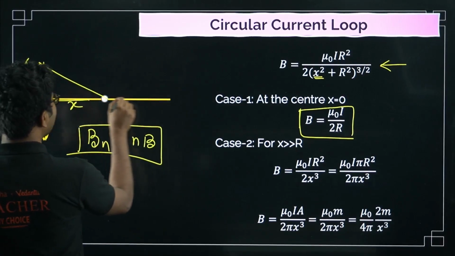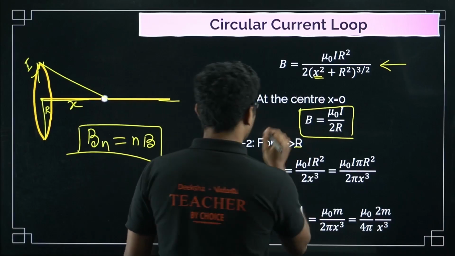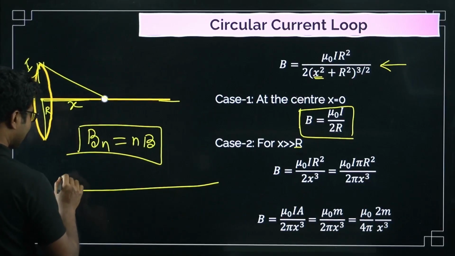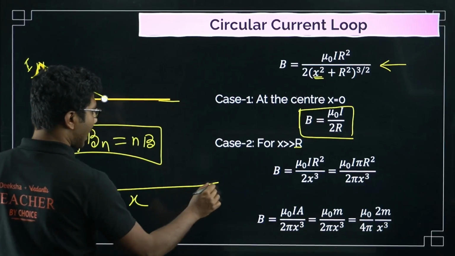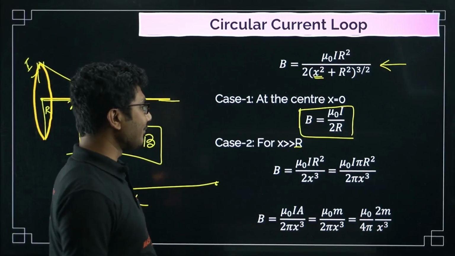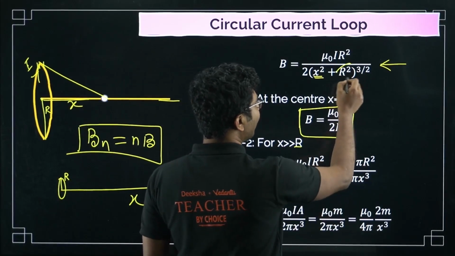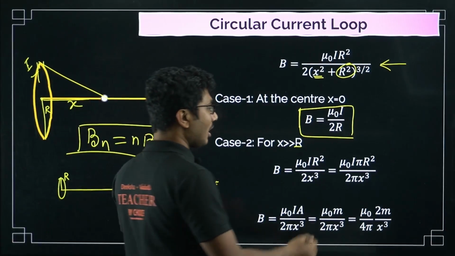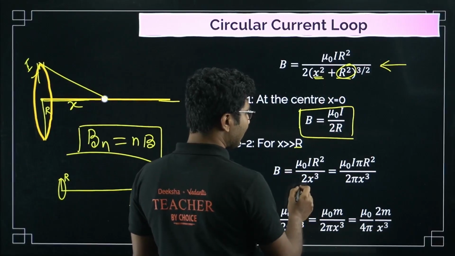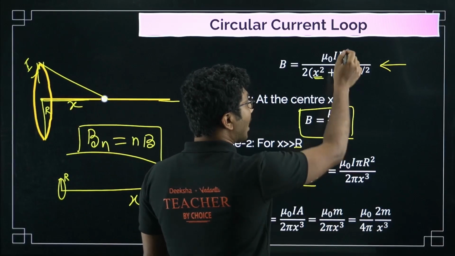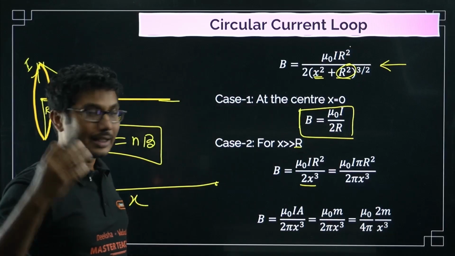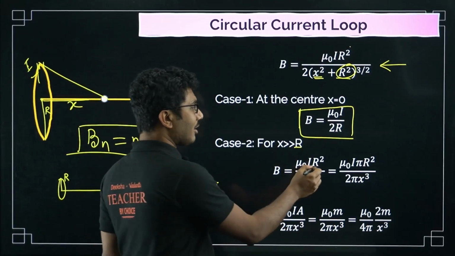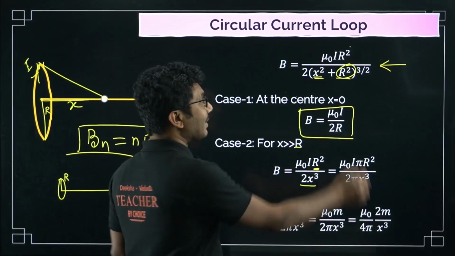Now you are considering that the radius is very small and the distance is very large. In that case, you can approximate the r square below, added to x square, to be very small, and ignore that r square completely, so you will get 2x cube. The upper r square will still be there. Upper r square is not ignorable, so you cannot ignore this r square.